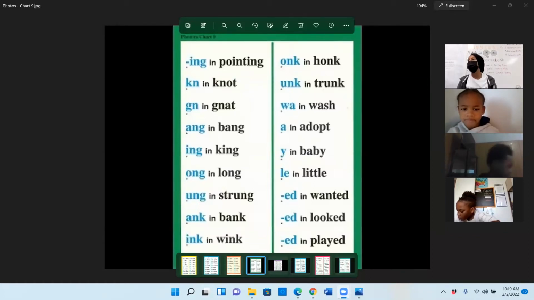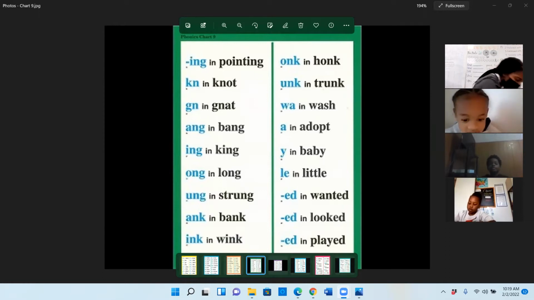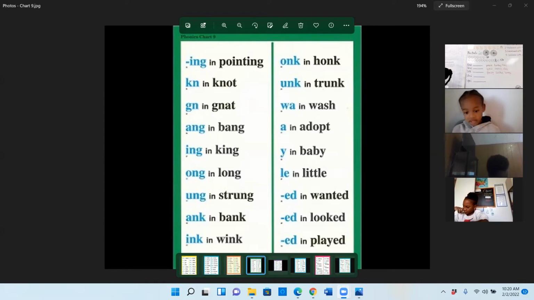All right, let's go. ING says ing, and pointing. KN says n, and knot. GN says n, and gnat. ANG says ang, and bang. ING says ing, and sing. ONG says ong, and long. UNG says ung, and strong. ANK says ank, and bank. INK says ink, and wink. ONK says onk, and honk. UNK says unk, and skunk.